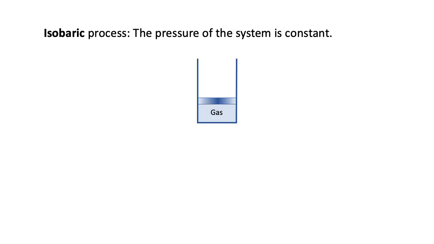An isobaric process is one in which the pressure of the system is constant. So if we take our gas in the cylinder and we heat it, if the piston is free to move, then the pressure of the gas must always equal the pressure of the atmosphere. So as we heat it, the gas will expand, and the pressure will always be constant and equal to the pressure of the atmosphere.